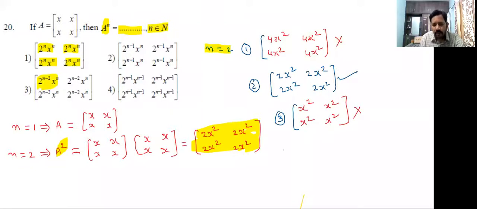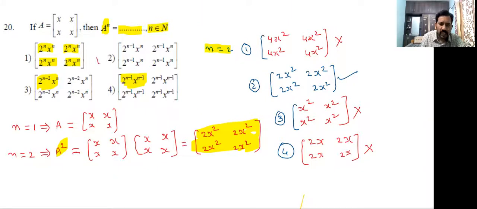Now go to the fourth option. In place of n, substitute 2 here. What are we getting, see? 2 power 2 minus 1, that is 2. We get 2x, 2x, 2x, 2x. So this is also wrong. Which option coincides? Only the second option. So this is the verification method.